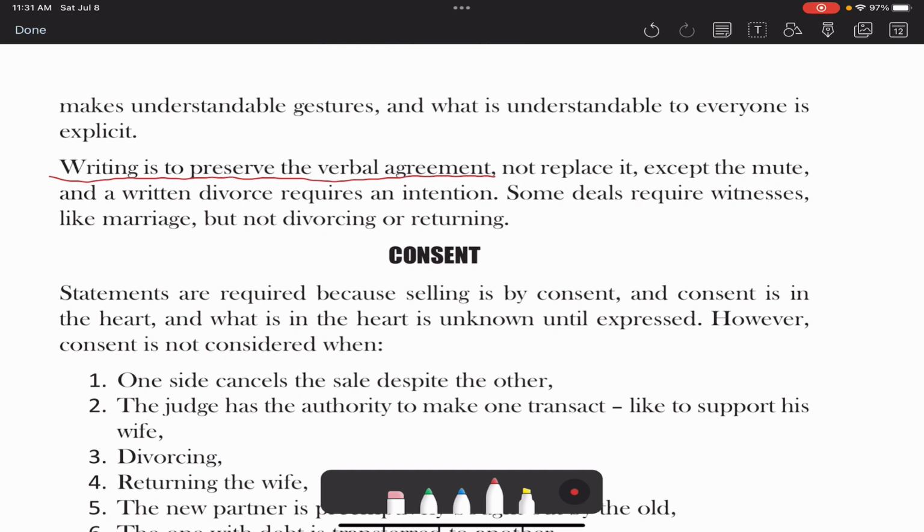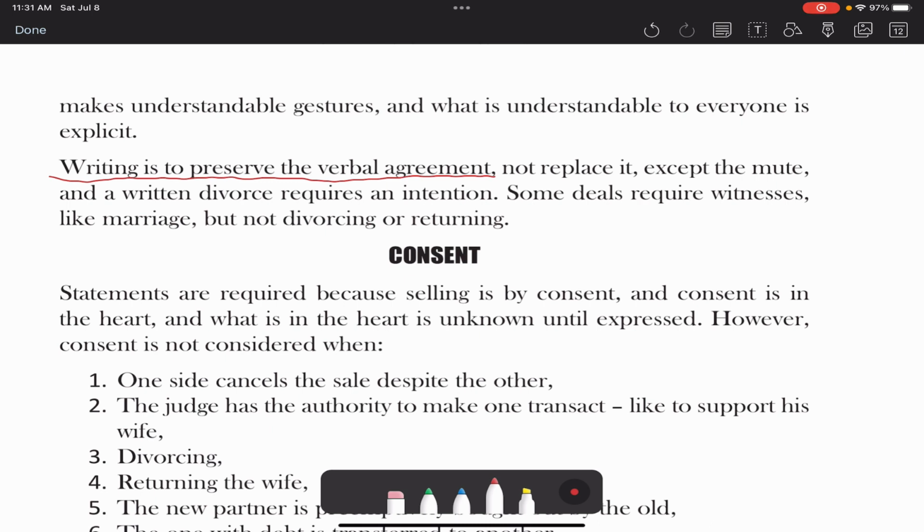So writing is to preserve the verbal agreement, not replace it. Except for the mute, since he can't speak. Then writing will replace the verbal agreement for the mute, because he can't speak. And a written divorce requires an intention, even if what is written is itself an explicit sentence. Writing a divorce needs an intention always.